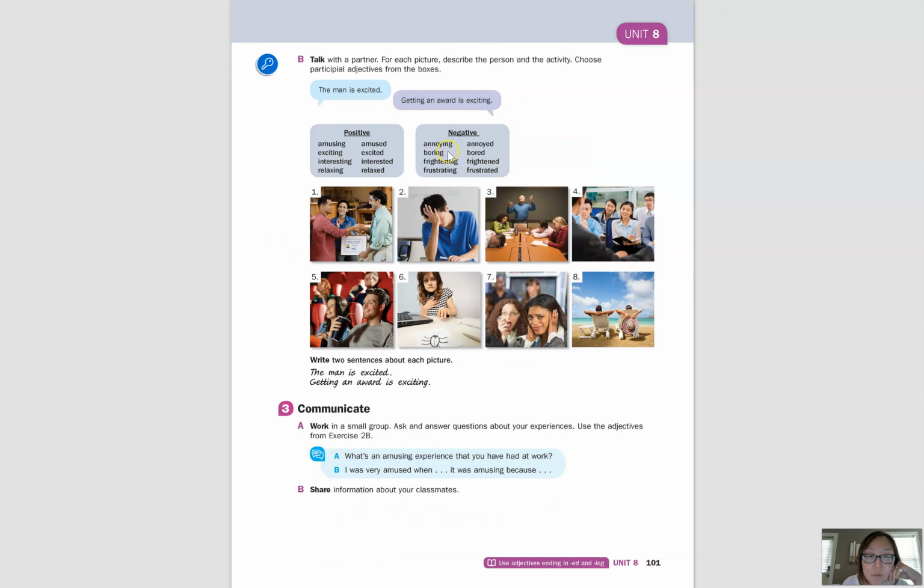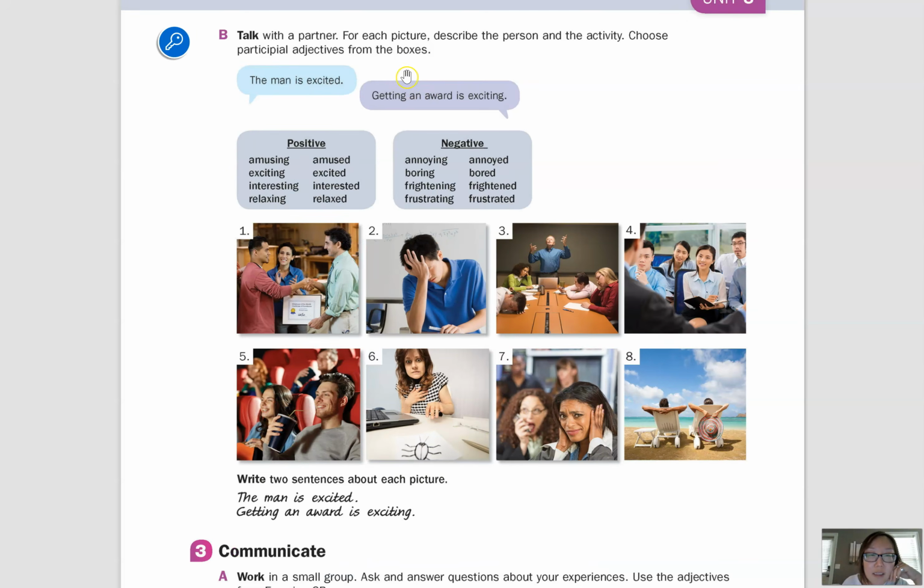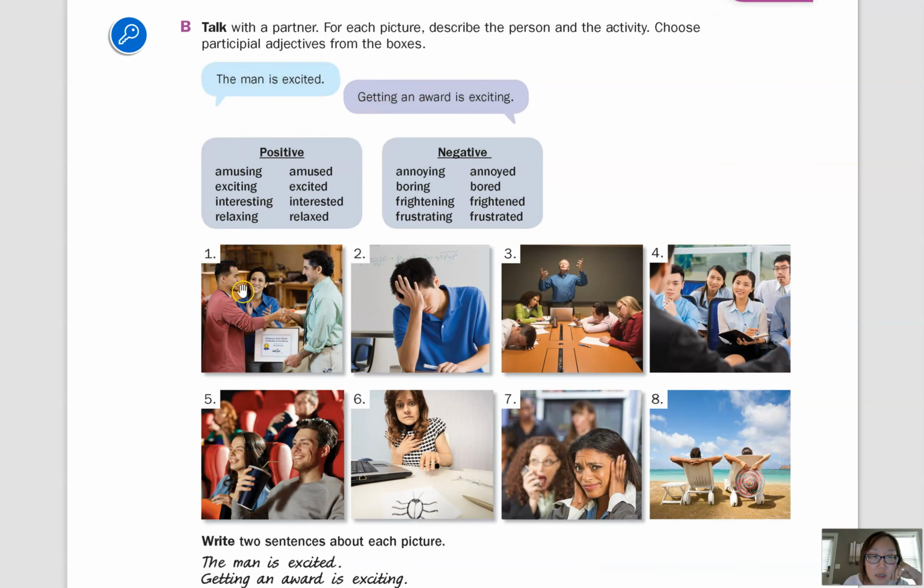Okay, so let's look at the first picture here, and we can see the example. It says, the man is excited. In this case, the adjective is talking about the man and his feelings, so we use excited, ed. And we can also say, getting an award is exciting. So in this case, it's talking about the experience of getting an award.